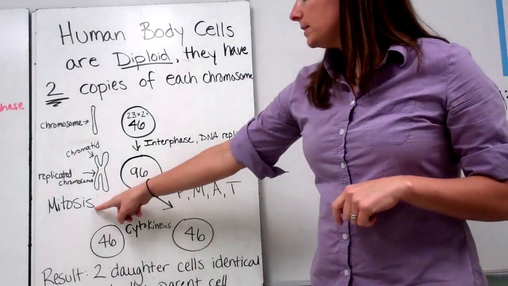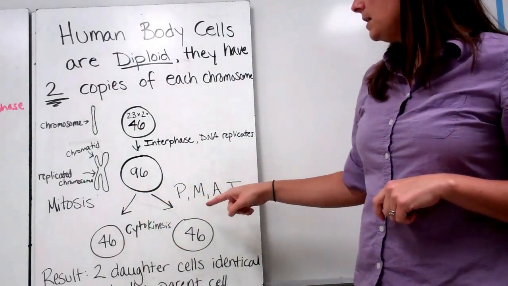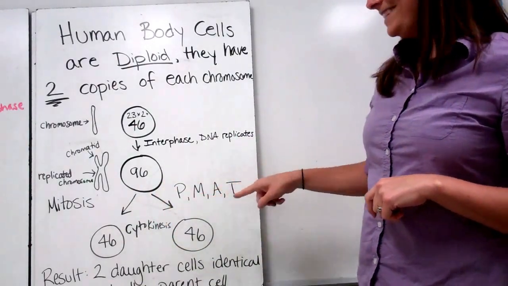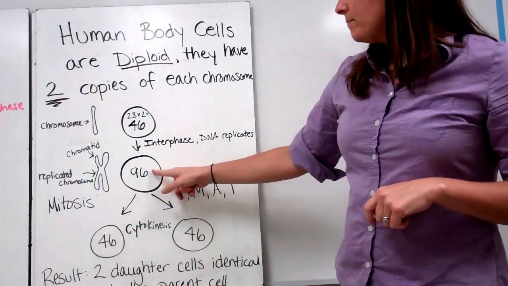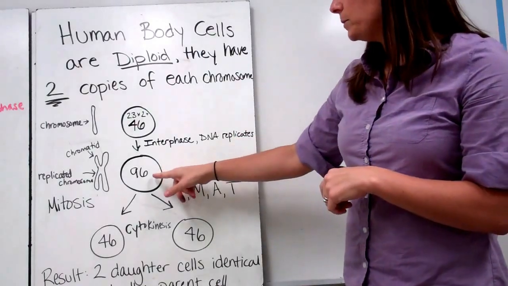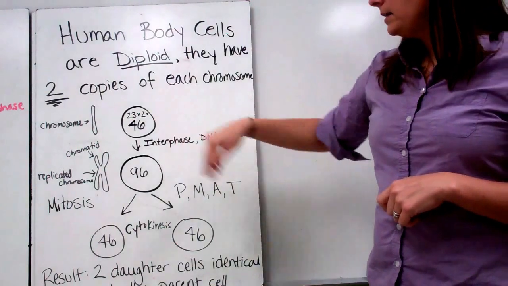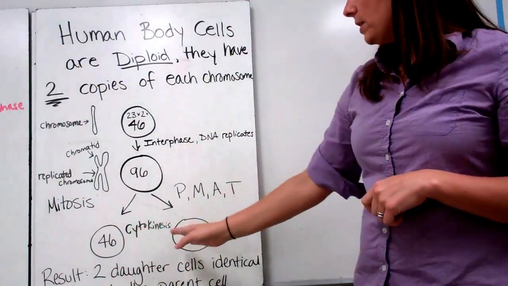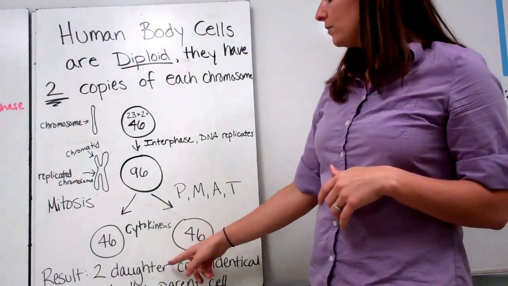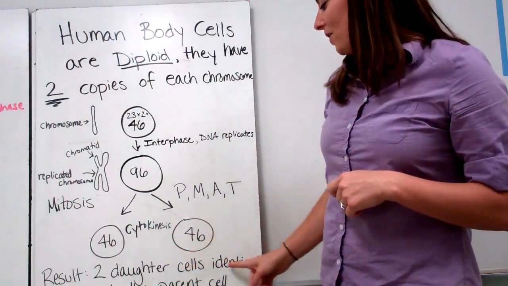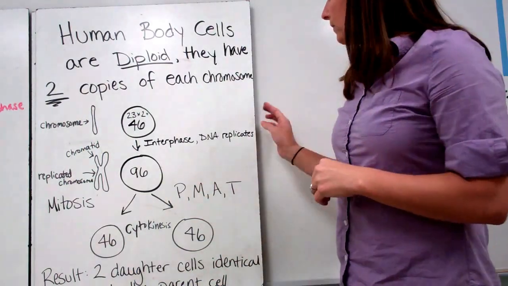Then through the process of mitosis, where the nucleus divides, and cytokinesis, when the rest of the cell divides, remember prophase, metaphase, anaphase, and telophase are the stages of mitosis. That big cell with 96 chromosomes, doubled chromosomes, splits into two cells with 46 chromosomes, like the original. Those daughter cells are what we call the results of cell division. The daughter cells are identical to the parent cell. There's no difference.